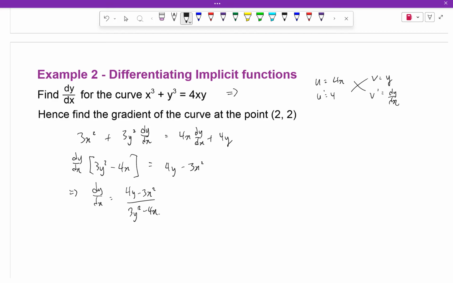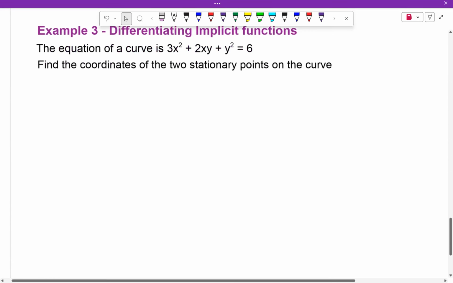Now, after finding it, we have to say what the gradient is, which is dy dx, at the point 2, 2. So dy dx when x equals 2, y equals 2. That is equivalent to 8 minus 12 over 12 minus 8, which is the same as -1. Right.